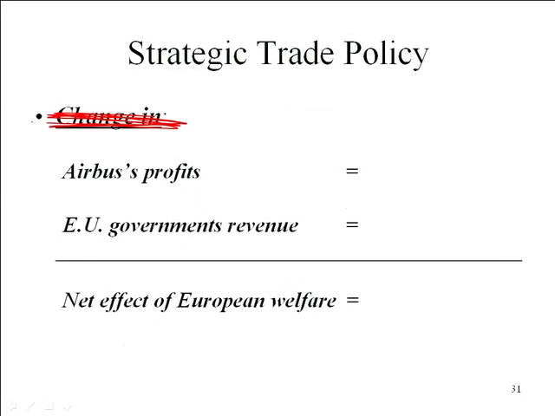So what we know when we look at this decision is that Airbus's profits are now 125. Plus, it cost the EU government 25 million to actually generate those profits for Airbus. So the net effect on European welfare is a gain of 100.